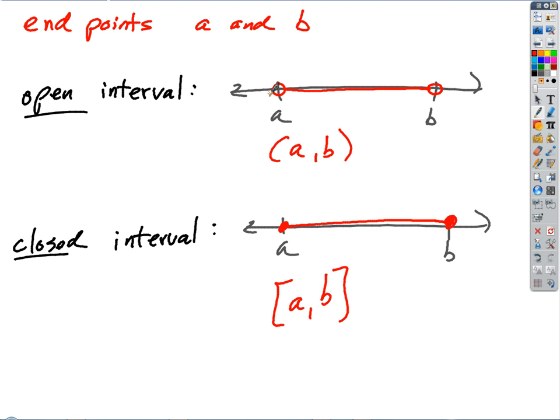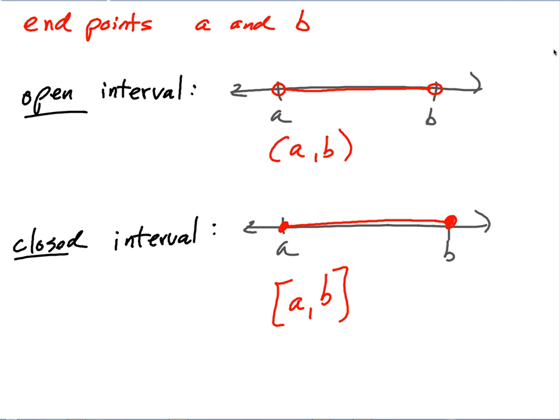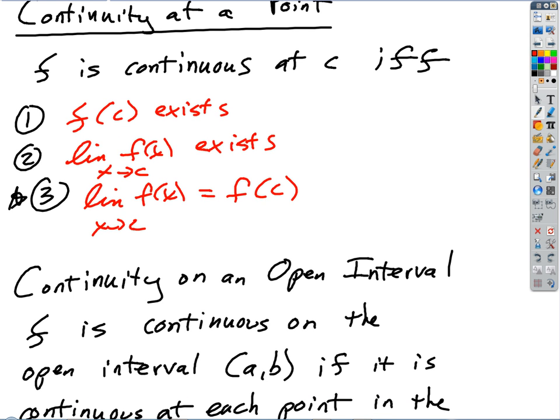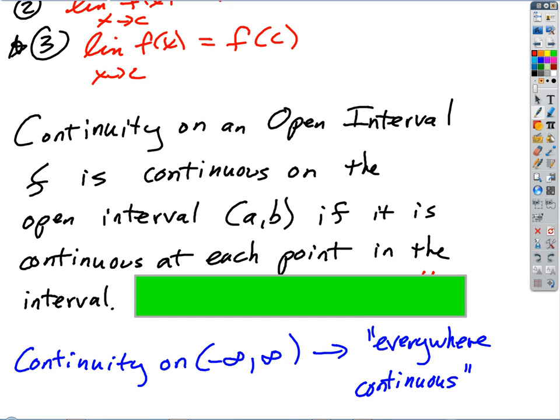So I think that's capturing why those words open and closed make sense there. Okay, so given that definition then, it's pretty easy for us to define continuity on an open interval. We would say that some function f is continuous on the open interval, x is greater than a and less than b, if it is continuous at each point in the interval.